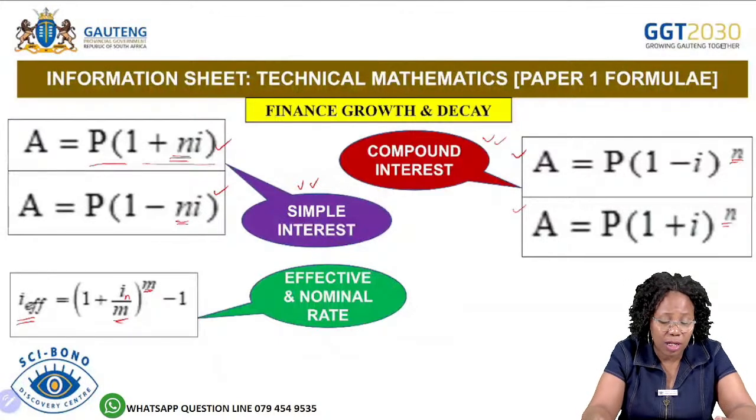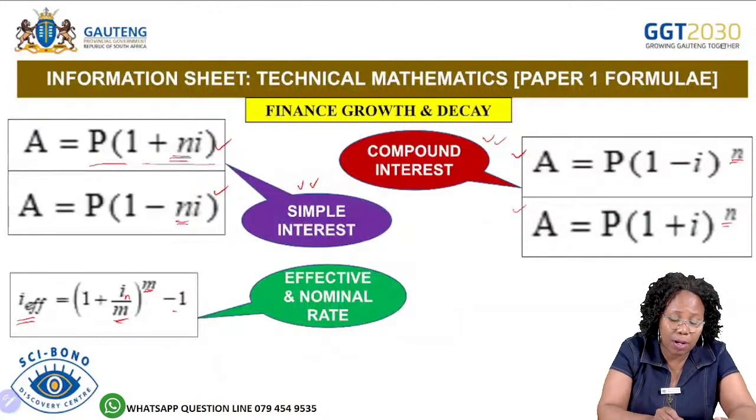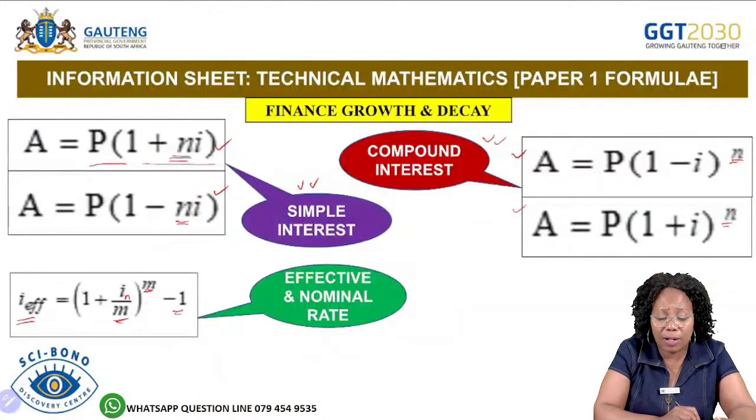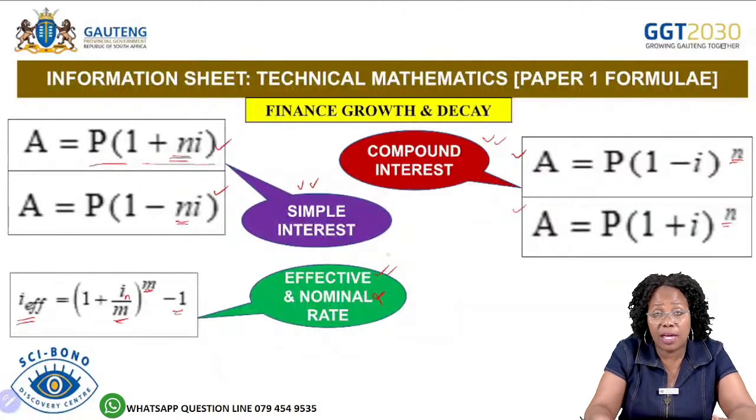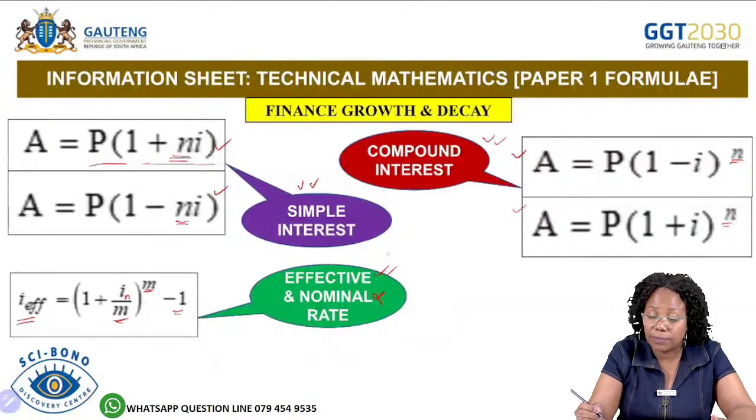Compounded quarterly, it will be 4, 4, and so on, grade 12. And then now followed by a minus 1. So we are using this when we are calculating what? An effective rate if given the nominal rate. Or you can calculate the nominal if we are given the effective rate using that particular formula.